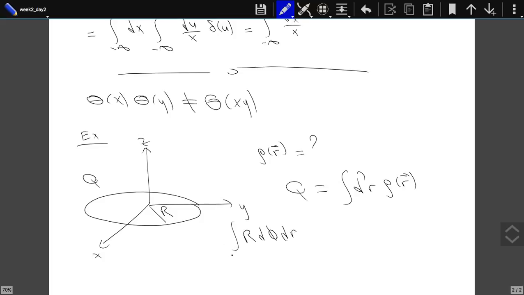Integrating d phi from 0 to 2 pi, and what about dr? You see, outside of the integral, dr will be 0.